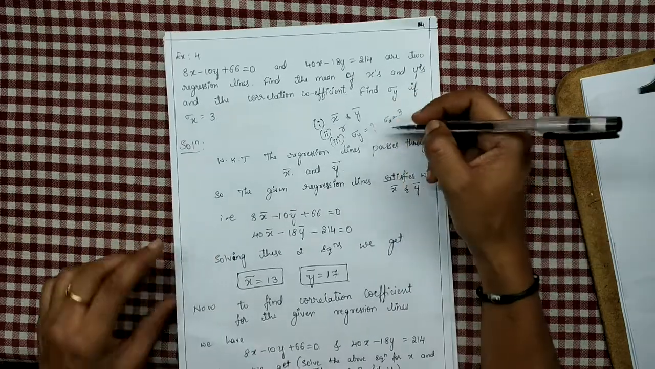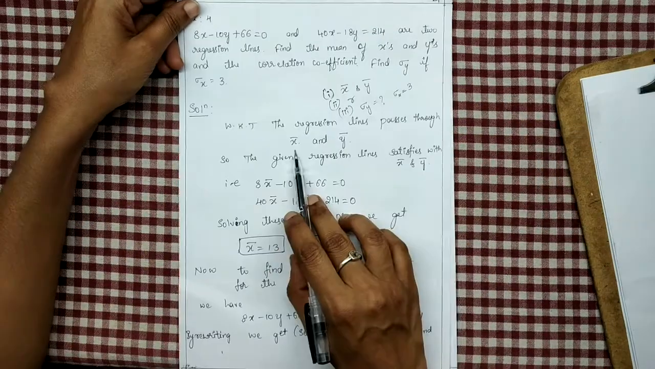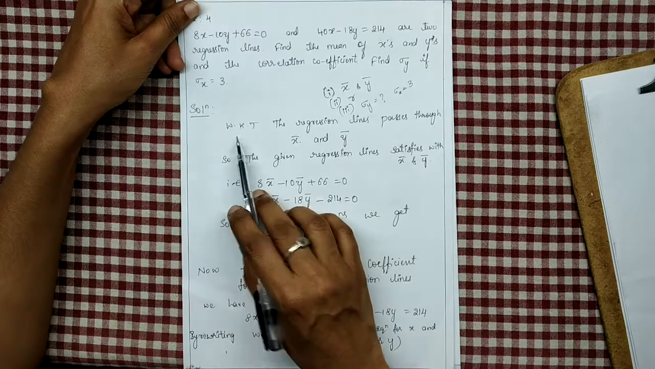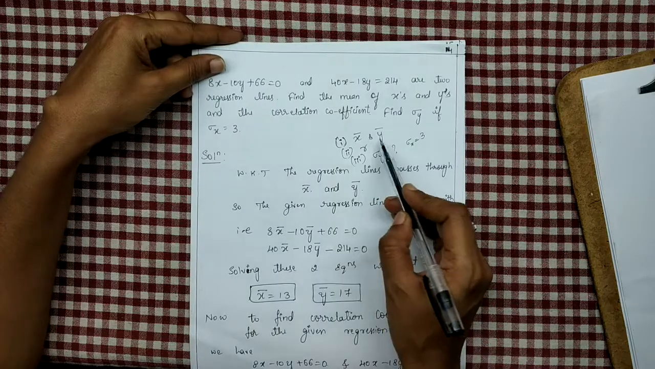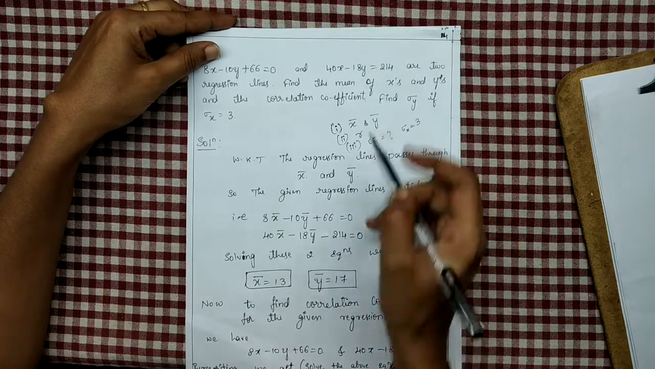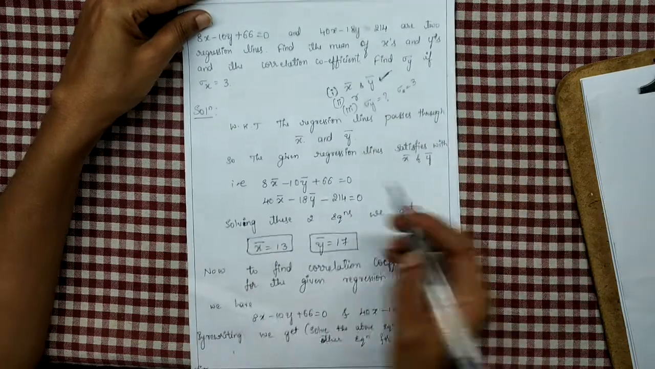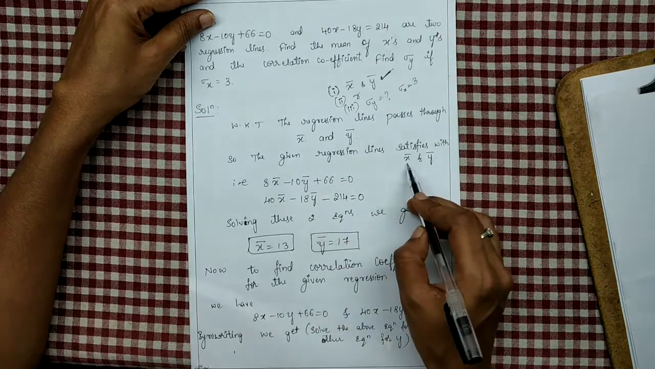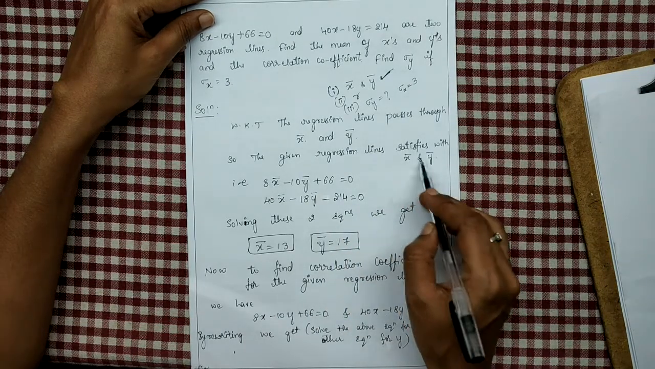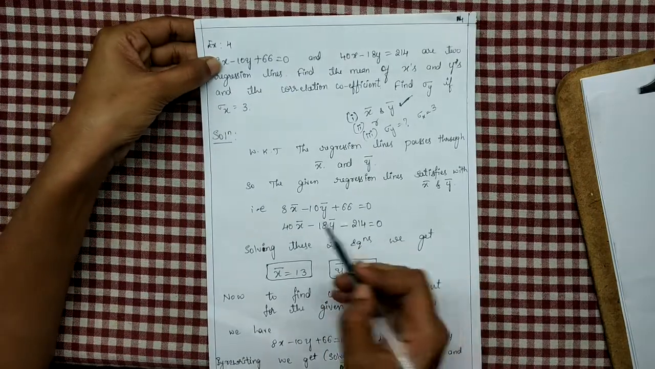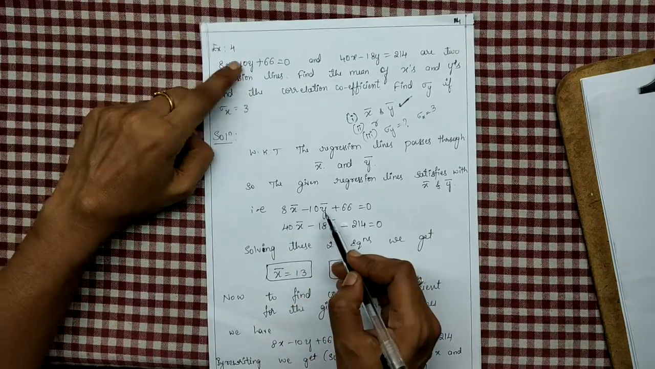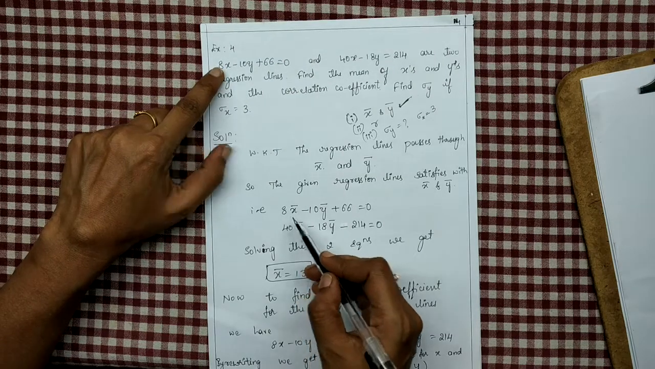To find these things, we know that the regression lines always pass through mean x and mean y. So x bar and y bar have to satisfy the given regression lines. If it is satisfying, then you can just replace x with x bar and y with y bar in these two equations.